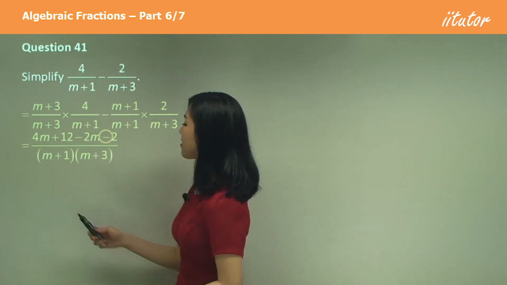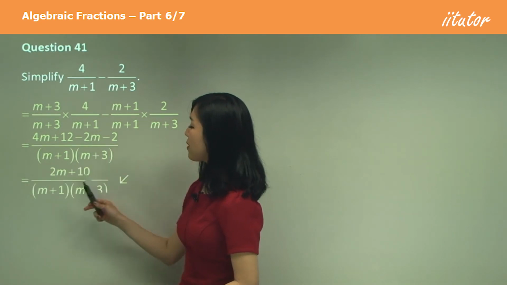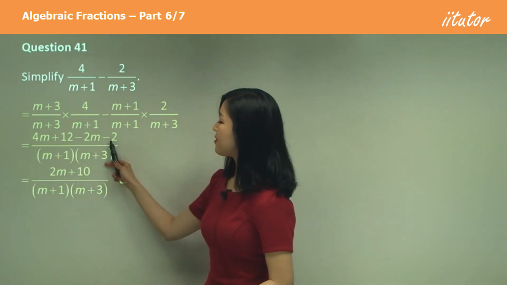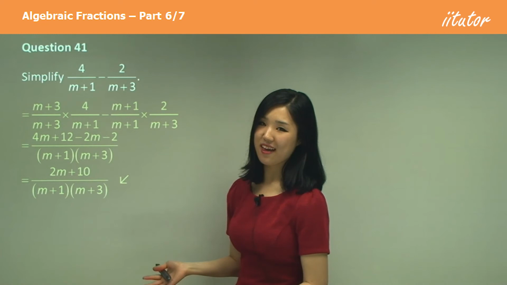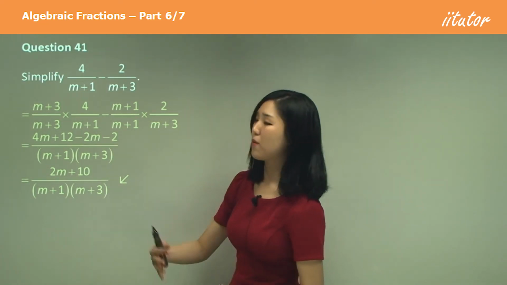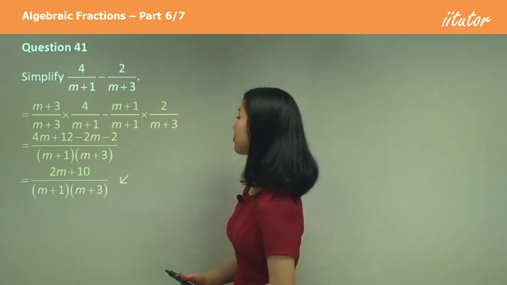So now let's gather the like terms. 4m minus 2m is 2m. 12 minus 2 is 10. So that's the answer, over the same denominator, m plus 1 times m plus 3, sorry. Okay?